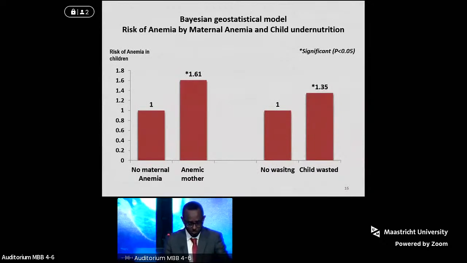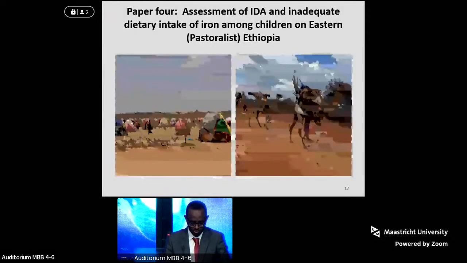In addition to poverty, other risk factors include having an anemic mother, which is associated with 1.6 times higher odds of having children with anemia compared to children with no maternal anemia. So maternal anemia is a risk factor for childhood anemia. And the other one is child malnutrition. For example, child wasting is one of the important factors that we identified to determine childhood anemia. Wasted children have 1.35 times higher odds of having anemia compared to non-wasted ones.